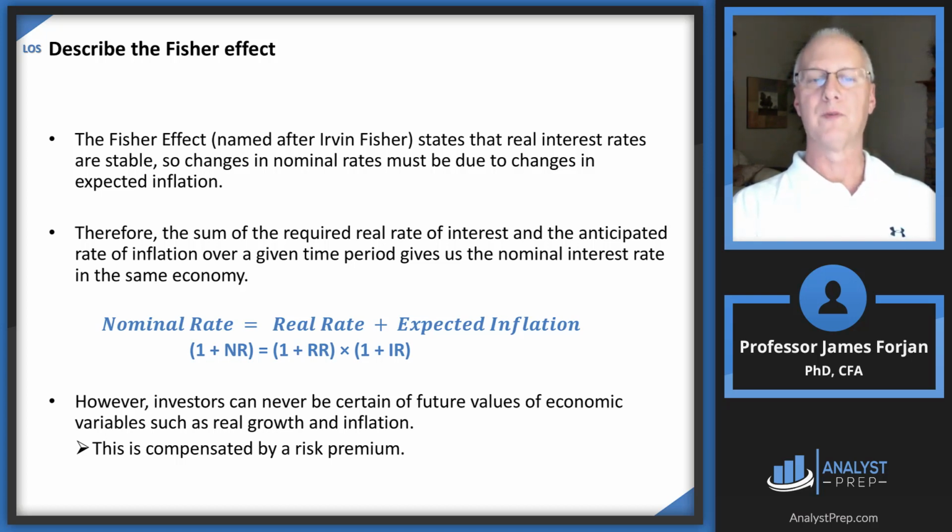And in its simplest form, we can do just a simple addition. The nominal rate is equal to the real rate plus the expected inflation rate, but the actual reality of the relationship is the compounding. There's that 1 plus the interest rate. So 1 plus the nominal rate is equal to 1 plus the real rate times 1 plus the expected inflation rate. But the LOS just asks you to describe, so you don't have to worry about compounding. Just remember that nominal has two components, the real rate and the expected inflation rate.